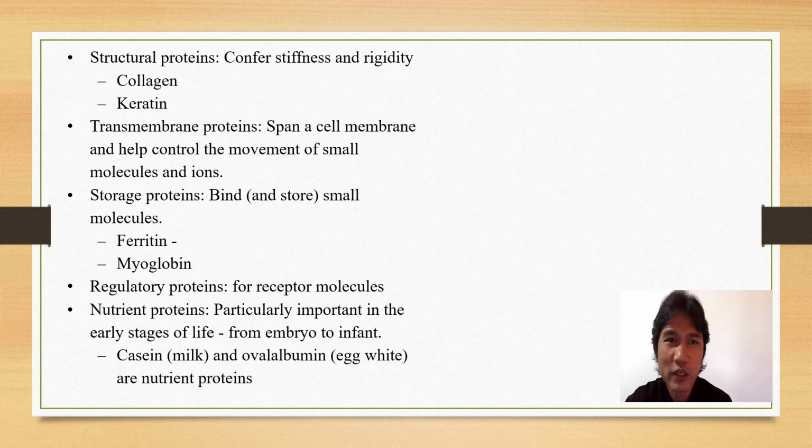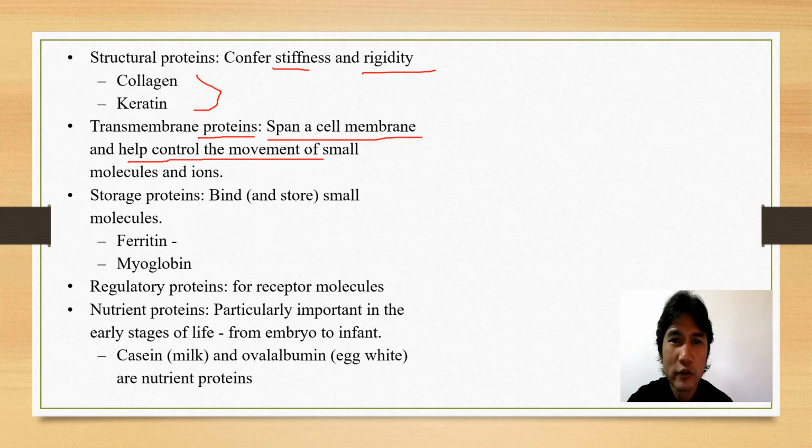We have also structural proteins that are responsible for stiffness and rigidity of the protein. Two examples, keratin and collagen, present in nails and in hair. We have transmembrane protein. These proteins span a cell membrane and help control the movement of molecules and ions.